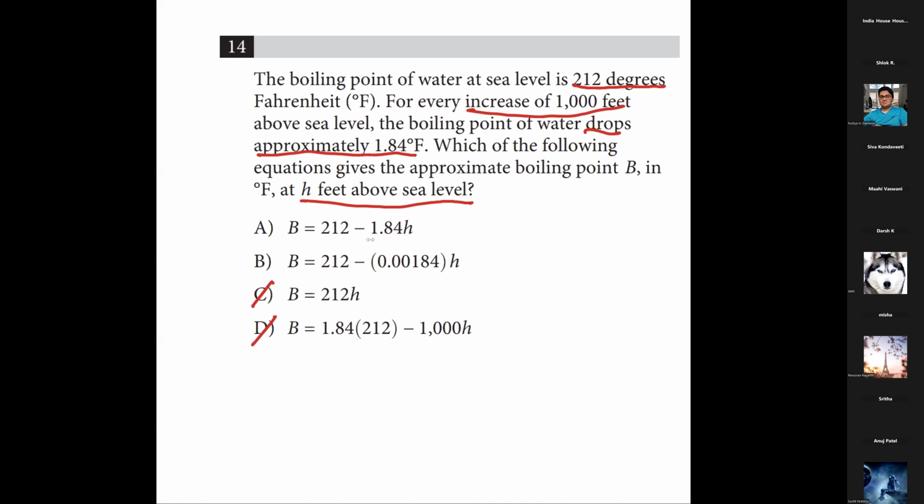Well, let's just translate these. Negative 1.84H, well, that means if you're 1 foot above sea level, the temperature drops 1.84 degrees. If you're 2 feet above sea level, it drops double that, which is not the same thing as an increase in 1,000 feet. So it's not A. So the correct answer is answer B. If we plug in 1,000, we would get 1.84, which is correct. Because every time you go up 1,000, it drops by 1.84 degrees. Question 15.